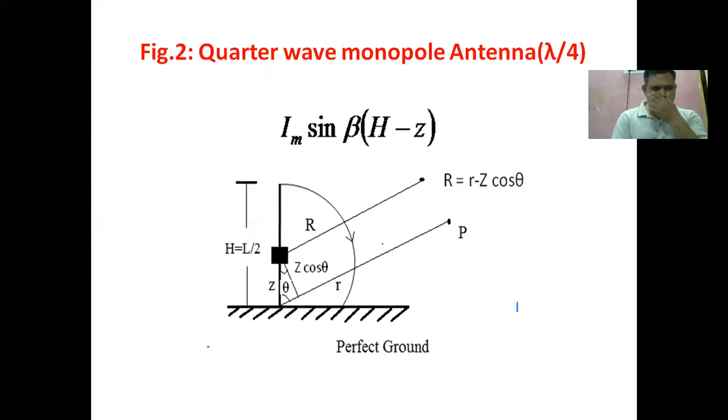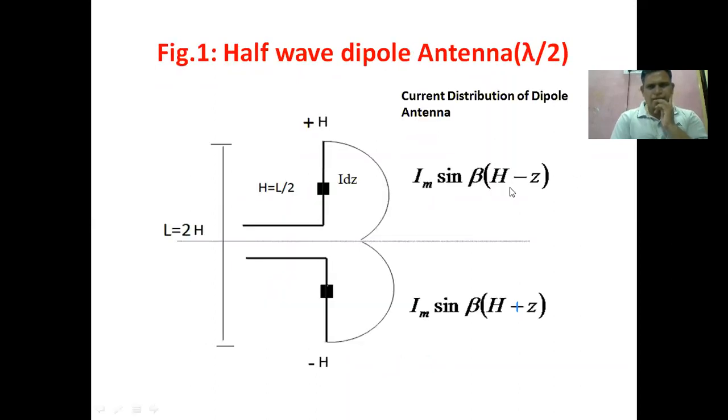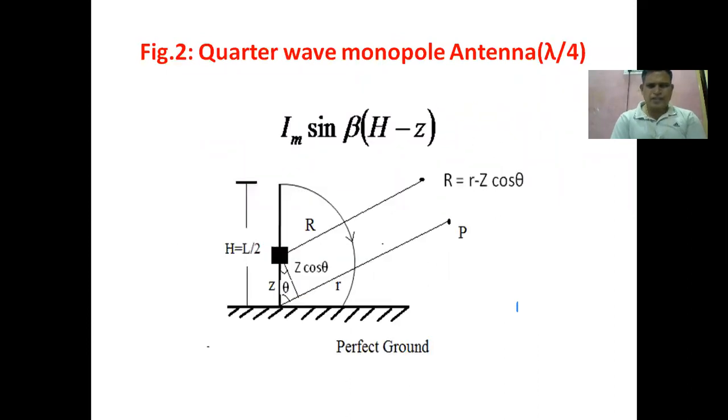Here I will consider a half-wave dipole antenna and we'll first solve for the vector potential, and from the vector potential we'll calculate the magnetic field intensity, and from the magnetic field intensity we'll calculate the electric field intensity. Let us assume some distant point is there. These things I have to write down here for the half-wave dipole also.